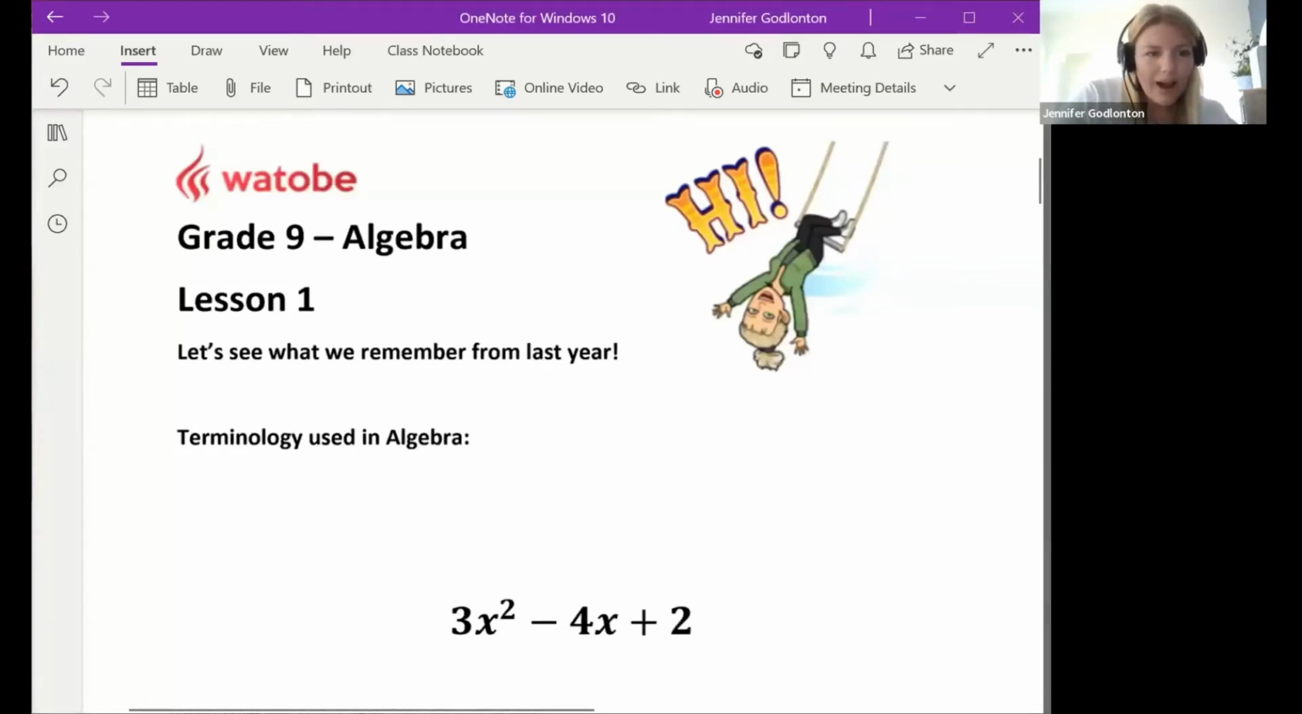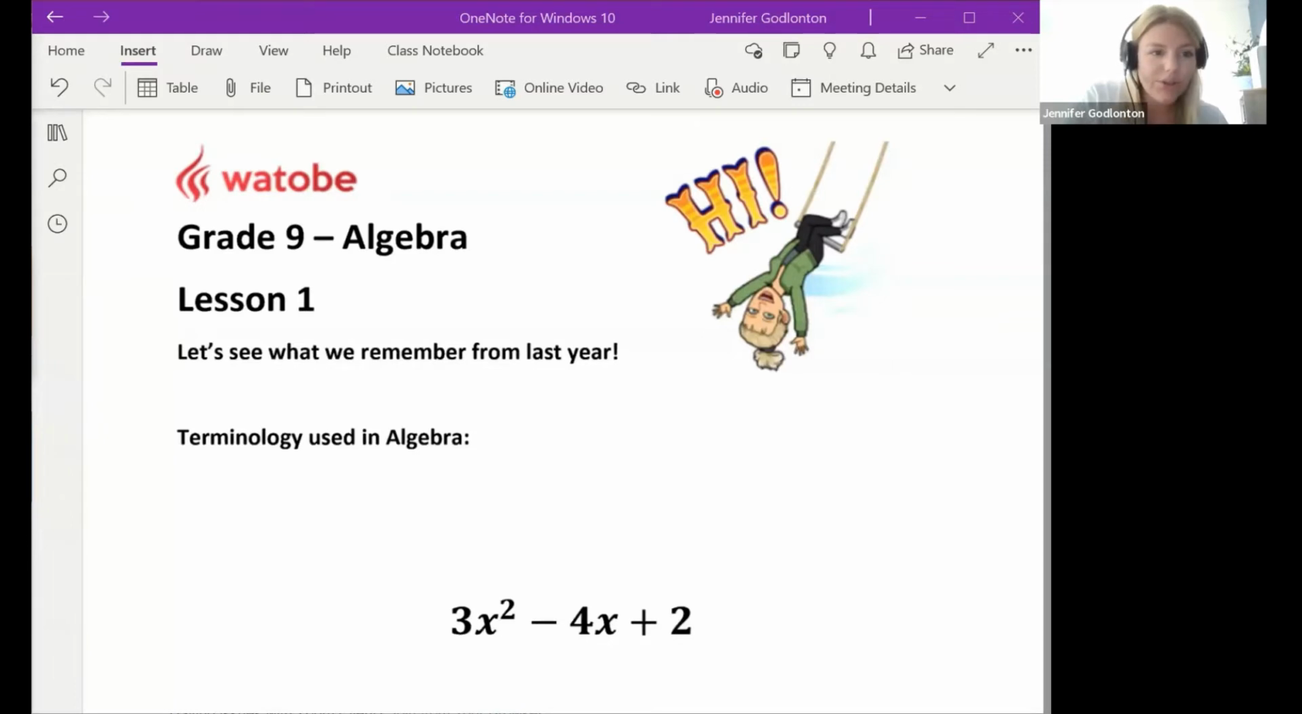Okay, guys, while everyone else starts coming on, we're just going to slowly start going through some of the stuff that we would have learned last year. We're just going to be doing the basic stuff of algebra over the next couple of lessons. Today we're going to be talking about the words that are around algebra, so the terminology, and then we're going to be adding things together.